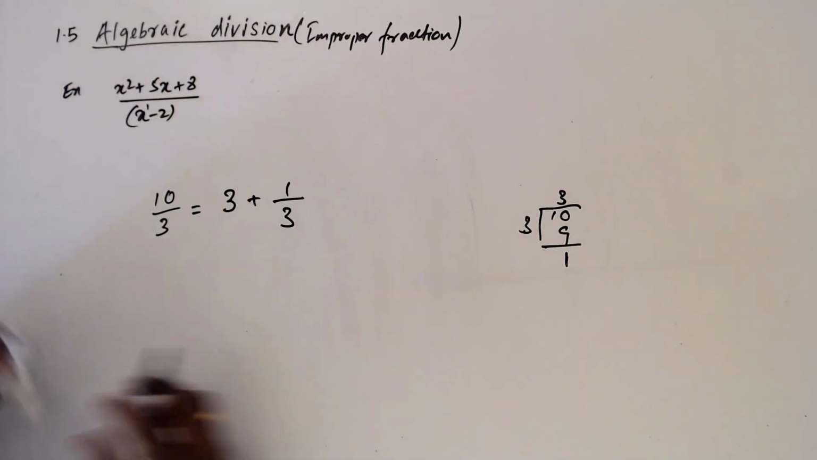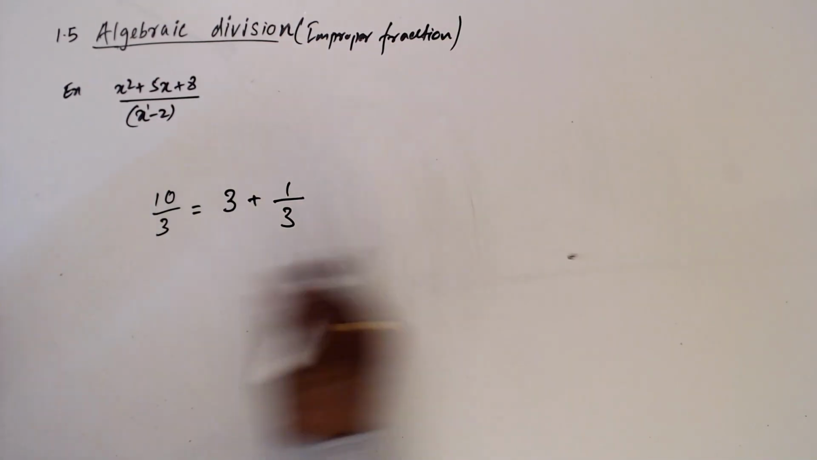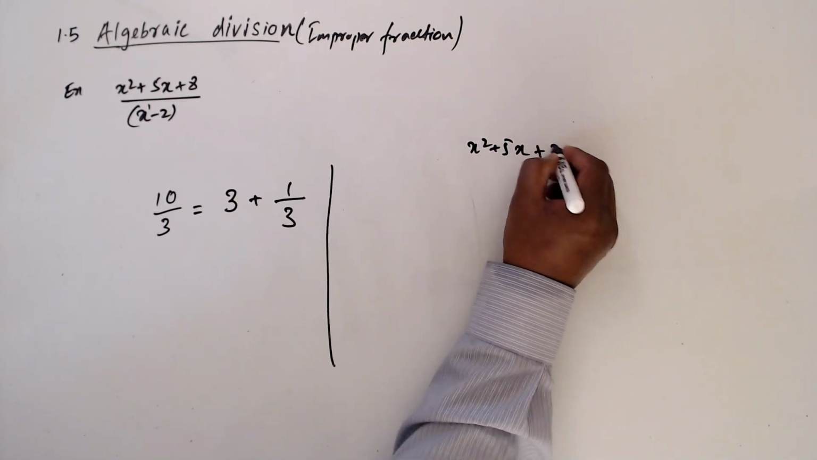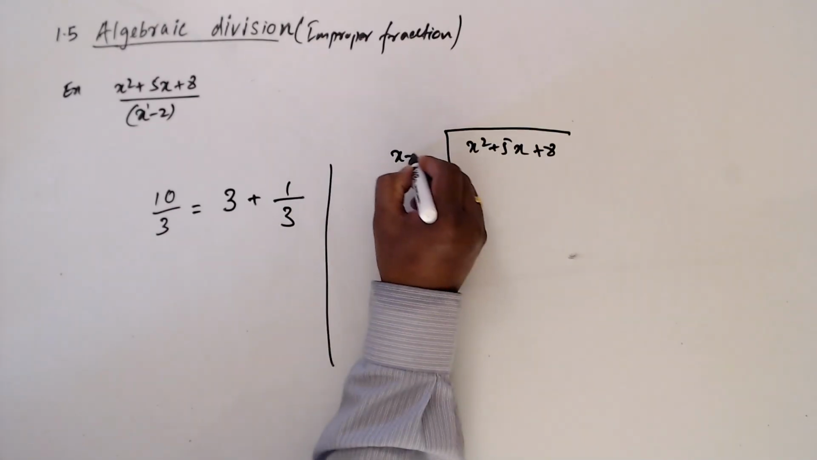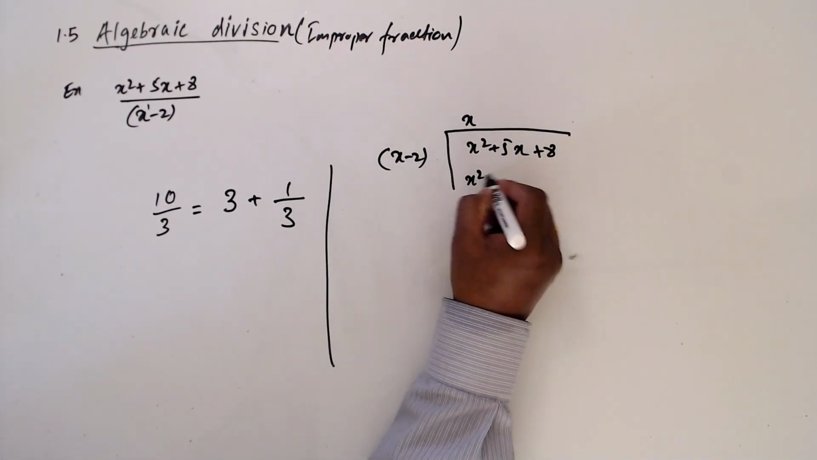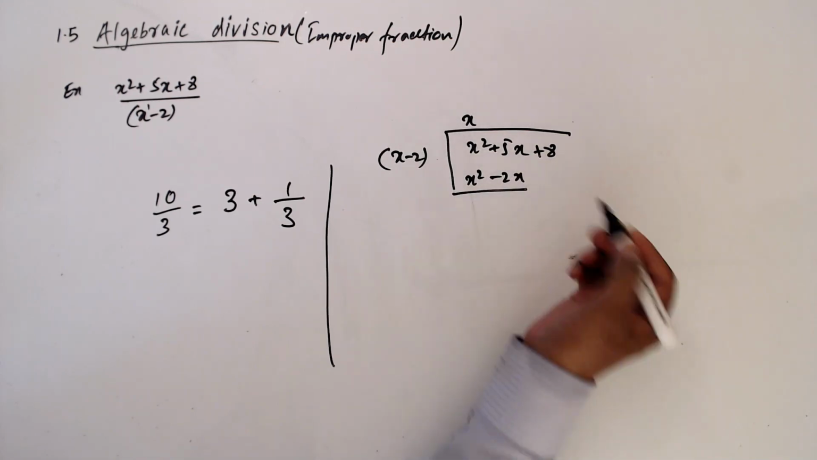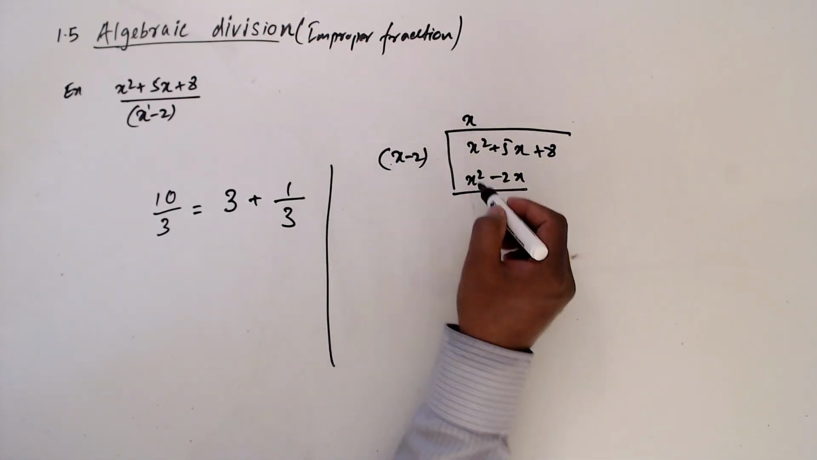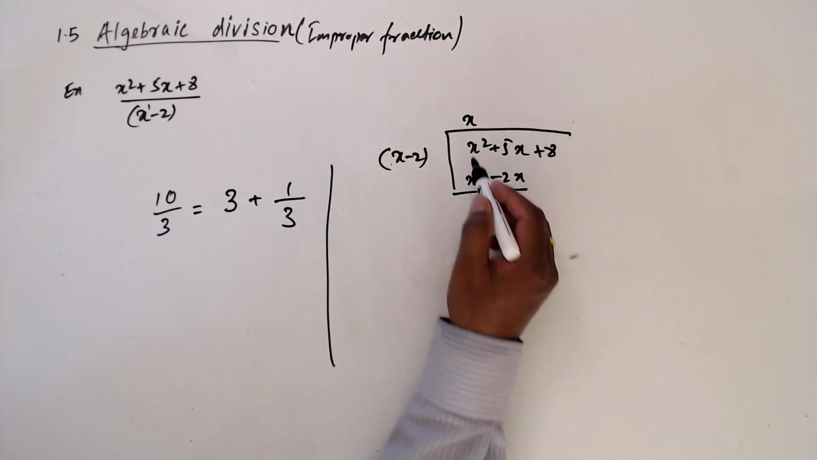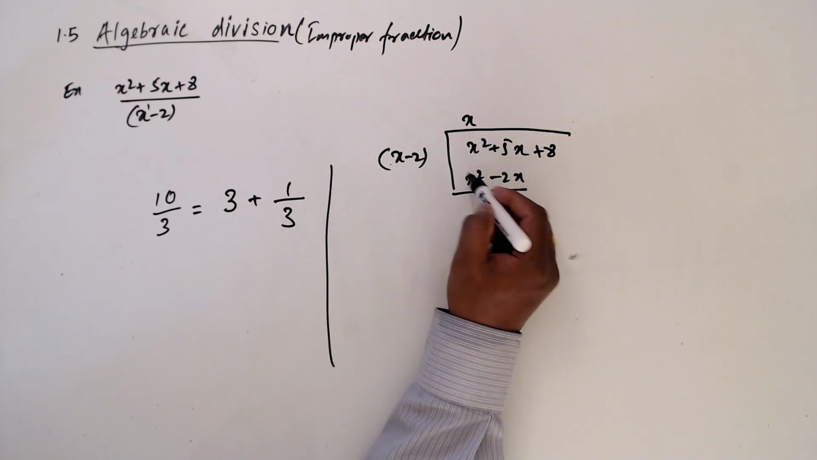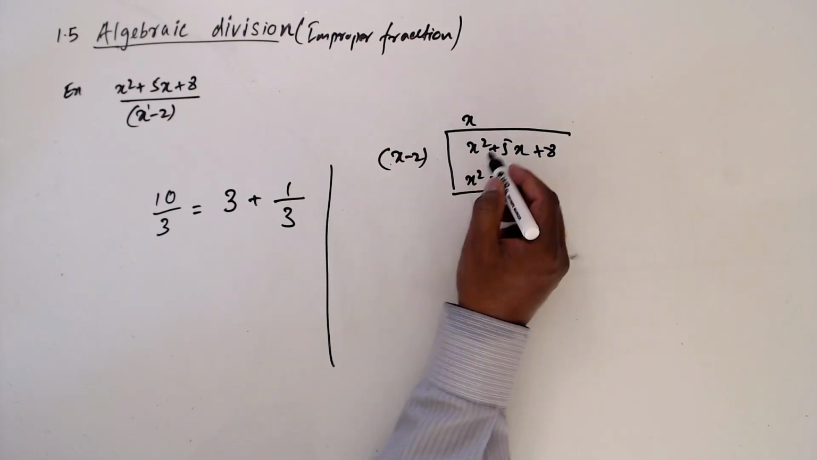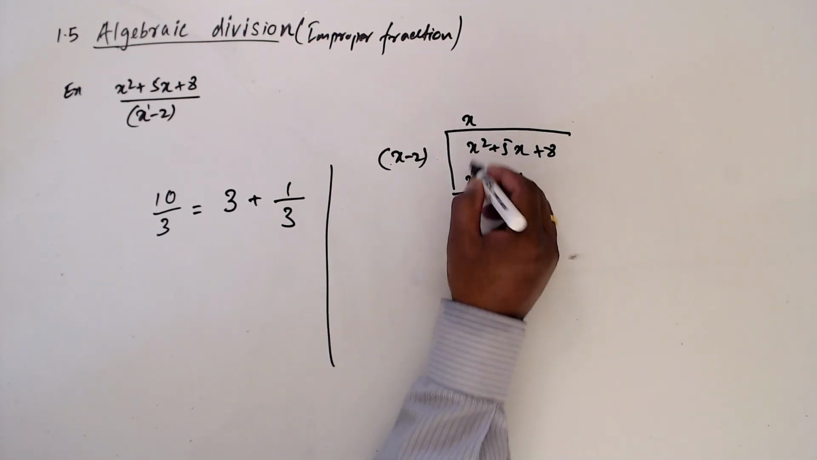The same thing we are going to do with this x square plus 5x plus 8. We divide by x minus 2. Then this is going to be x, and this is going to be x square minus 2x. X times x square, this is minus 2x. So you can remember that our technique is to make this number, so when we subtract those two, this cancels out.